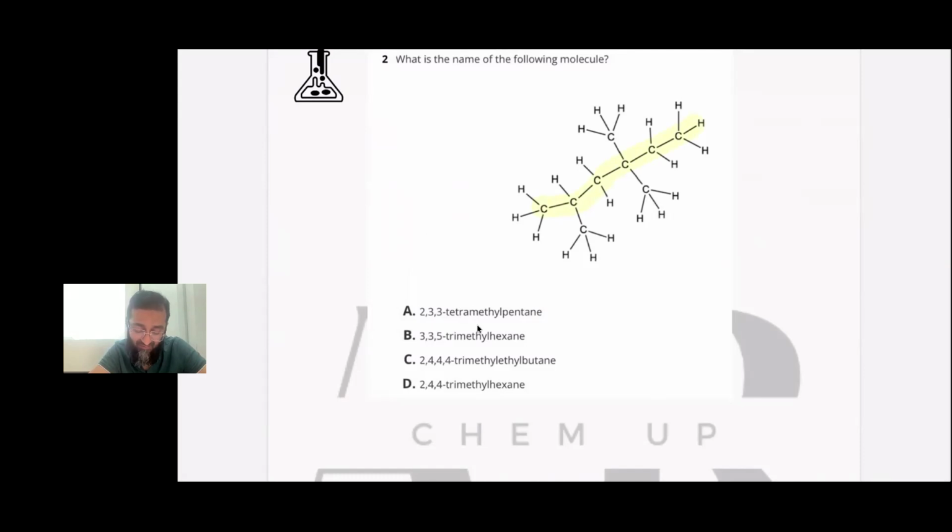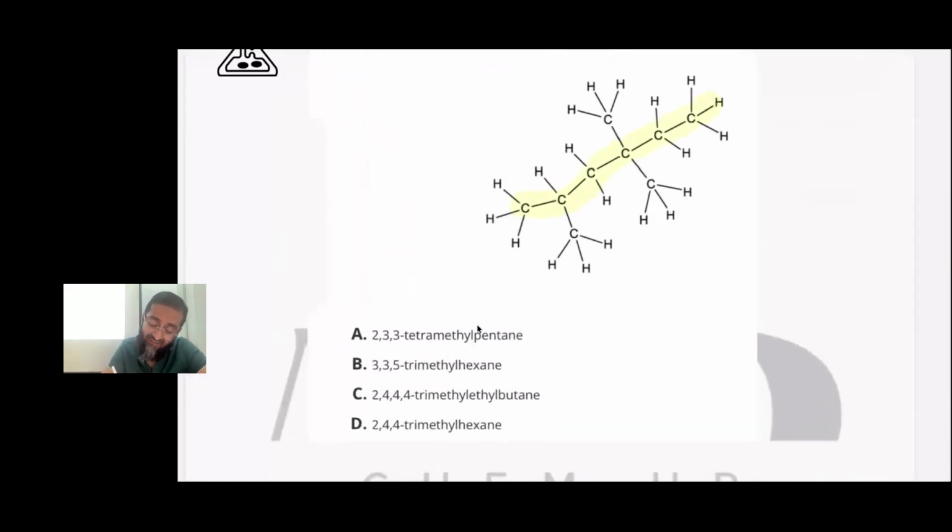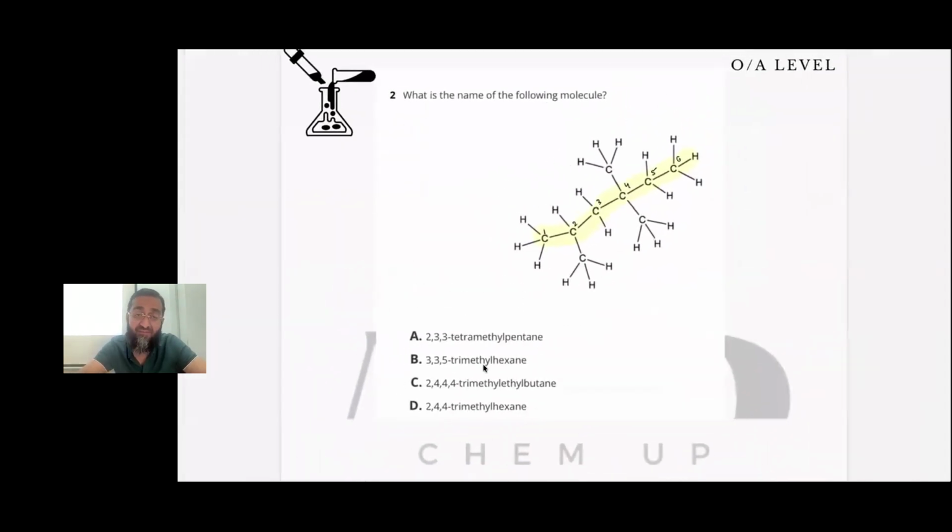Why B? See, we will number from the left side, because over here the second carbon has the side chain. If I start numbering from the right side, the third carbon is getting the 2 side chains. So 1, 2, 3, 4, 5, 6. Now what will be the name? 2,4,4-trimethyl hexane. Yes, is this understandable?